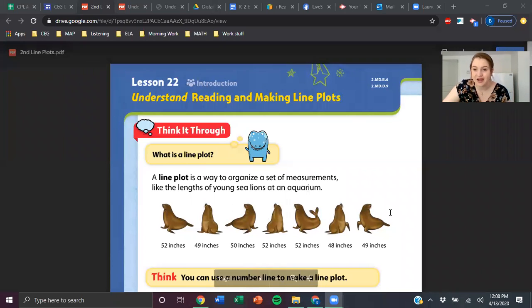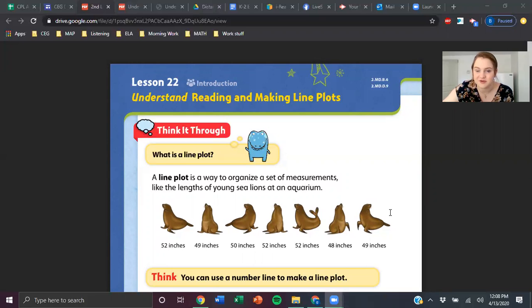Now, you could use line plots for all kinds of things. You could use a line plot to organize measurements of the heights of your friends. Or you could use a line plot to figure out the number of brothers and sisters that your classmates have. So you could see, do most people have 3 brothers and sisters? Do most people have 2 brothers and sisters?